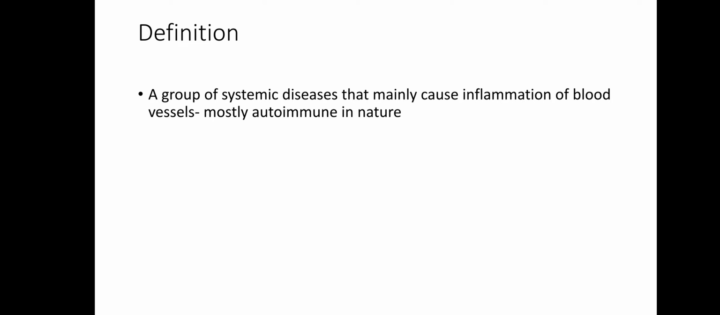So it's a group of systemic diseases that mainly cause inflammation of blood vessels. So it's mostly autoimmune in nature. Vascul from the word vessel and itis, which is inflammation. So just from the name, vasculitis is inflammation of the blood vessels. And usually this is autoimmune. That means the body's own immune system is attacking your blood vessels.